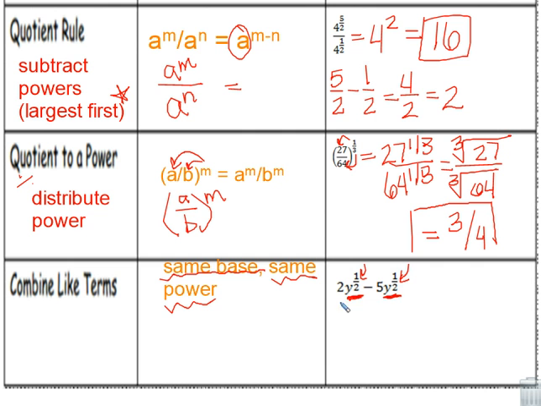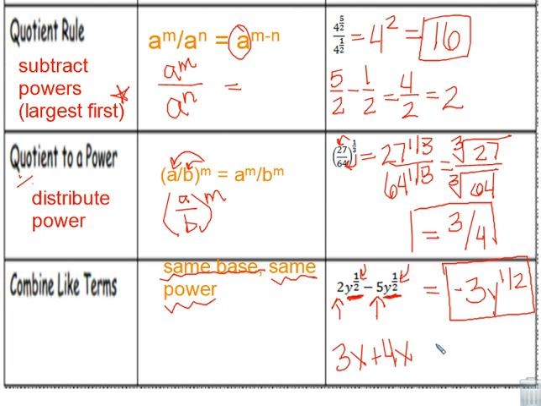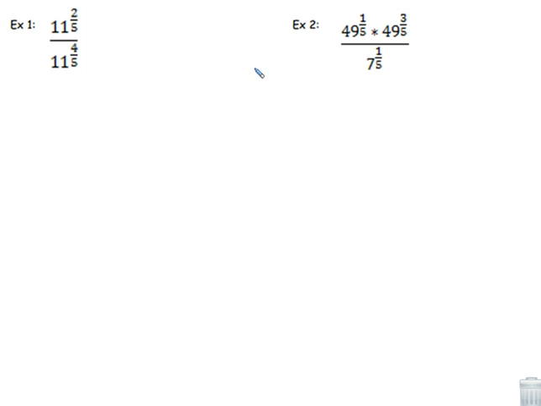Same base, same power. We can combine the numbers out front. And 2 minus 5 would give us a -3, and we keep the like term y to the 1/2. So very similar to combining like terms with radicals, or combining like terms like we normally would do, like 3x plus 4x. Notice how the bases are the same, the powers are the same, so we can add the outside numbers and keep that like term. Same thing going on here, but just with a fraction as a power. All right, so let's take a look at some examples.